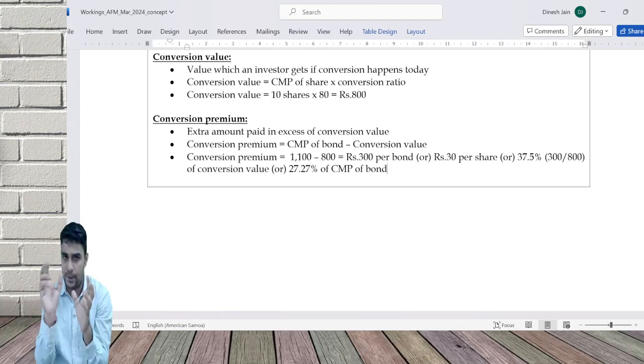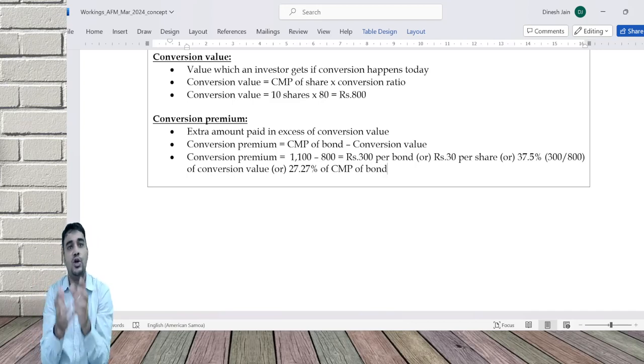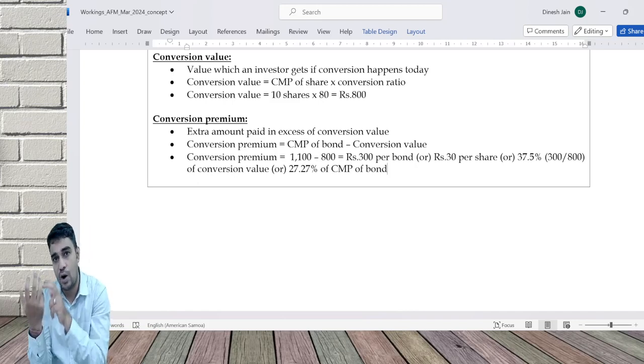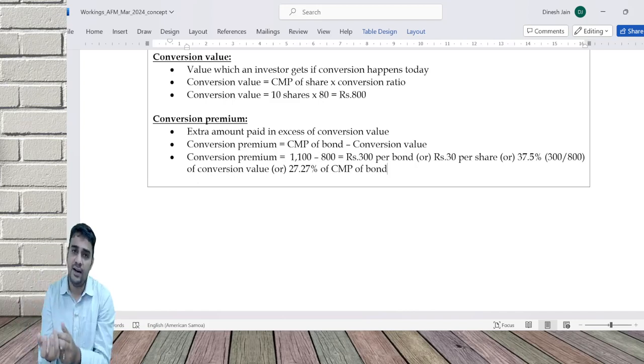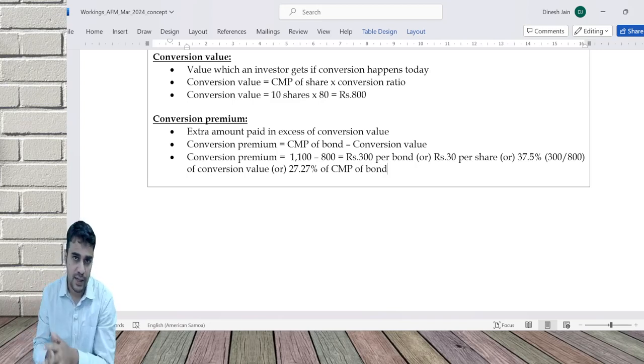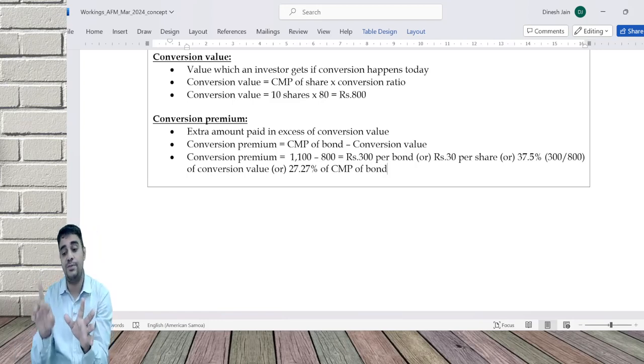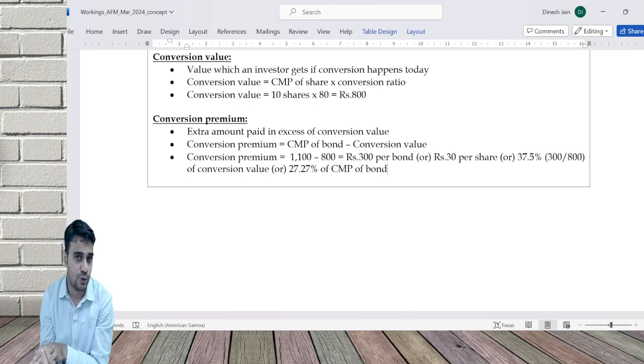Like profit margin, which can be profit by sales or profit by cost, you can divide by sales or by cost. Same logic here. 300 is extra on 800, 300 is extra on 1100, 300 is extra per bond or 30 per share. Sometimes ICA asks conversion premium per bond, sometimes per share, sometimes as a ratio. In ratio, sometimes they give 37.5 in the answer, sometimes 27.27.